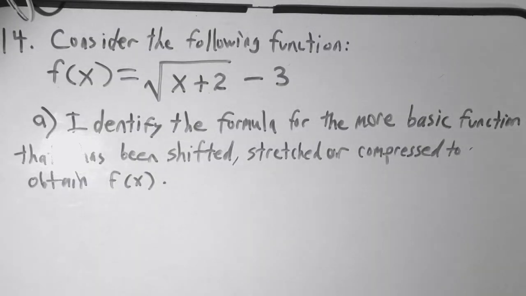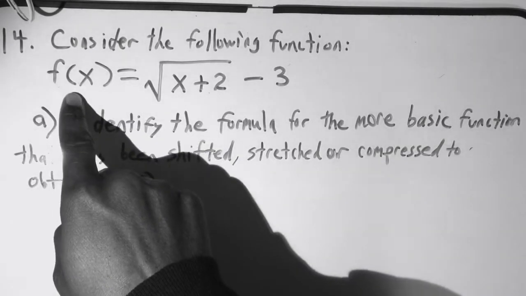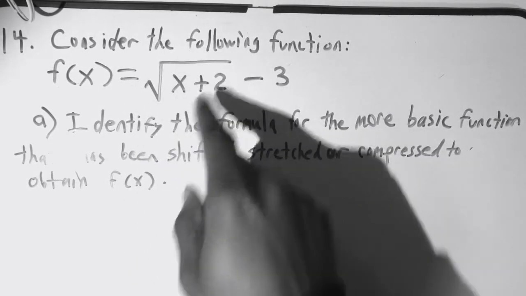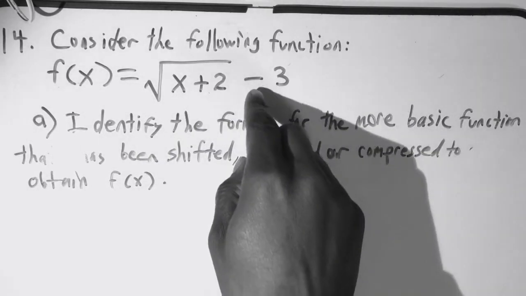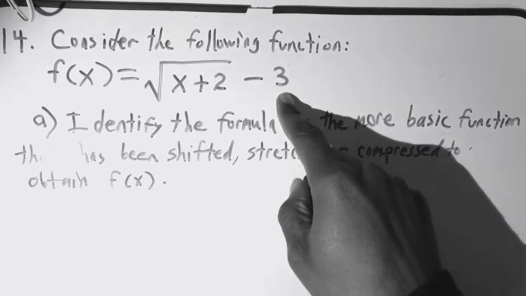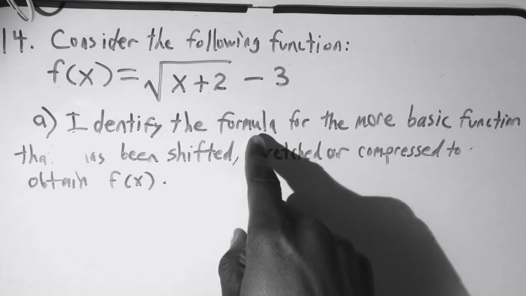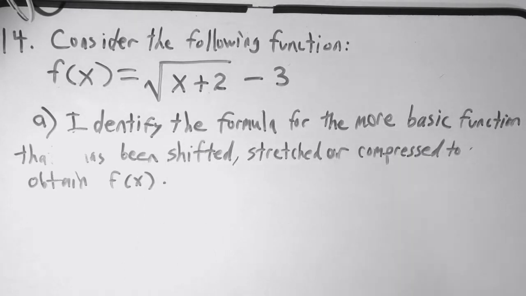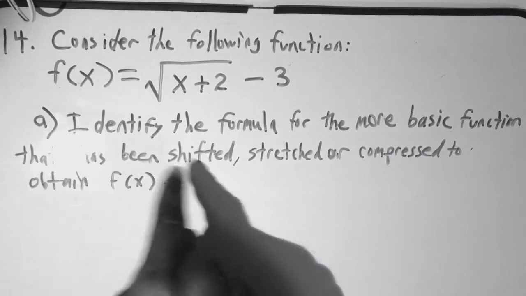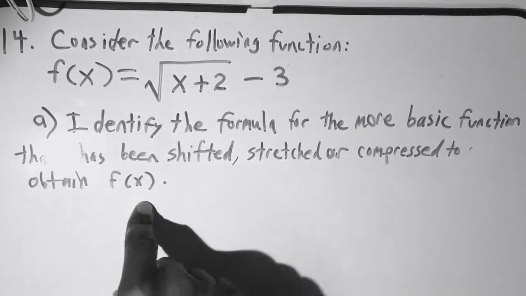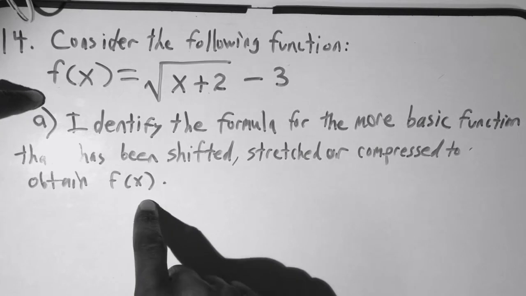And the question asks us the following. It says, consider the following function, f of x equals the square root of x plus 2, subtracted by 3. And then the question asks us to identify the formula for the more basic function that has been shifted, stretched, or compressed to obtain f of x.